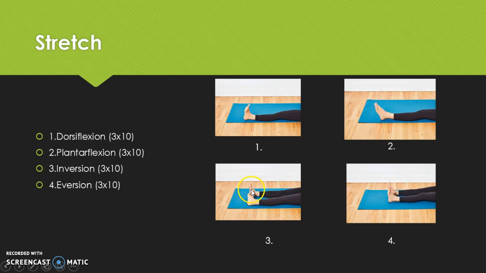Inwards towards your body, and then you come back to this neutral position that this foot looks like right here. So it comes in, and then it comes to the neutral position, comes in, neutral position. And that's 10 repetitions of 3 sets. And then eversion, you're pointing your foot away out of your body. That's 1, 2, 3. So 10 repetitions of those for 3 sets.